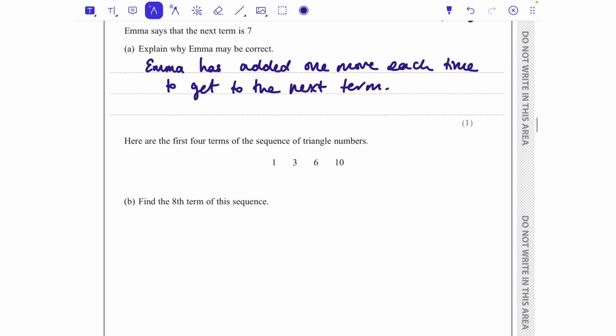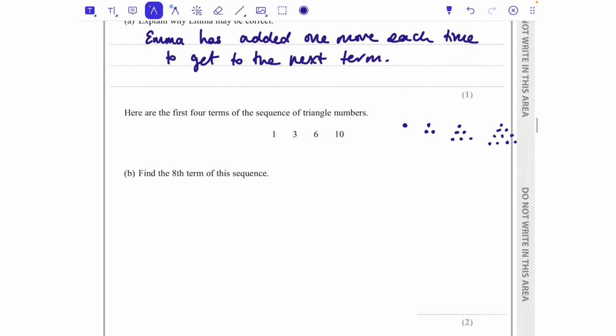So triangle numbers, think about 10-pin bowling. You've got 1, and then you've got 3, and then you've got 6, and then you've got 10, as in 10-pin bowling, that looks like that, like the formation of the skittles, yeah? Find the 8th term of this sequence.